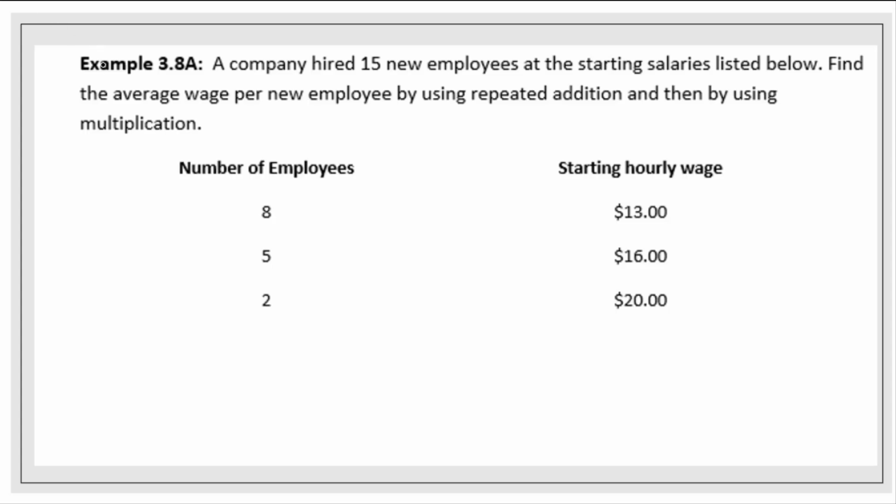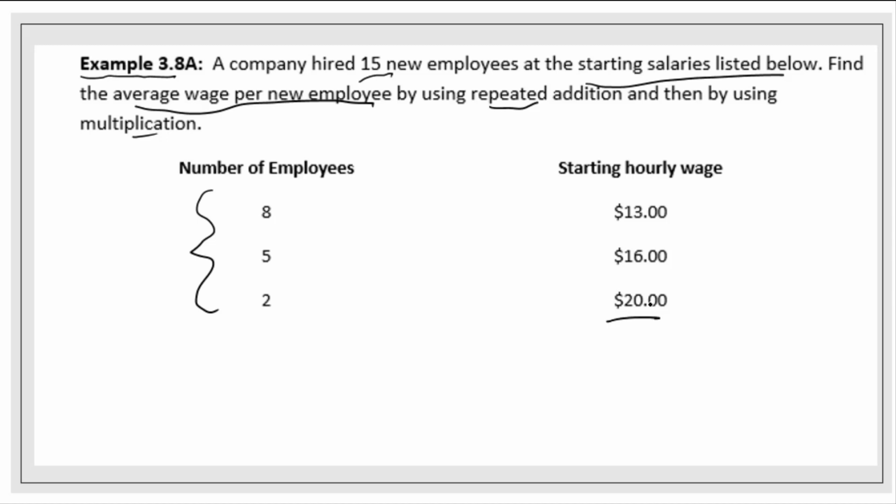I think this problem shows you how effective multiplication can be and how it really is nothing more than repeated addition. And these types of problems occur a lot. And we're actually going to do a weighted average here. So I want to find the average. Company hired 15 new employees at the starting salaries listed below. Find the average wage per new employee by using repeated addition and then multiplication.